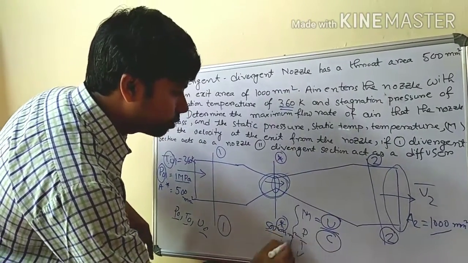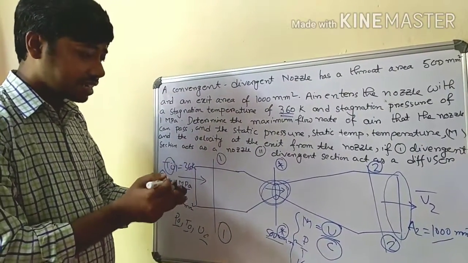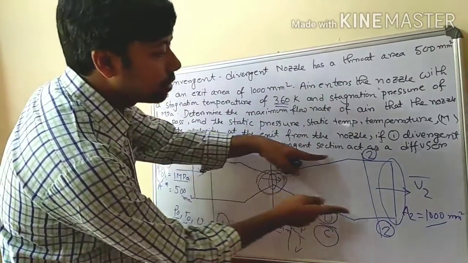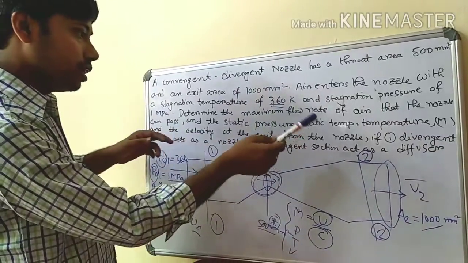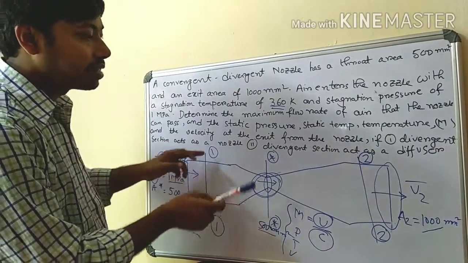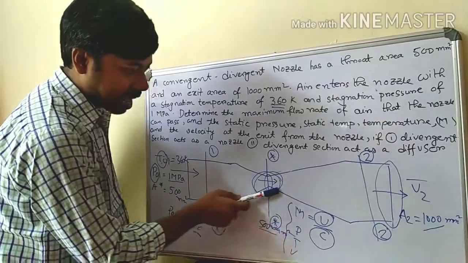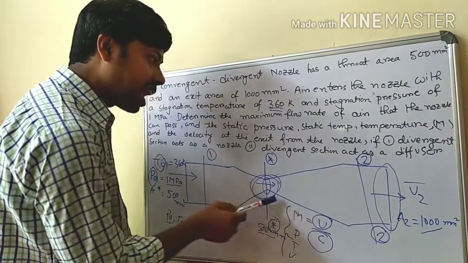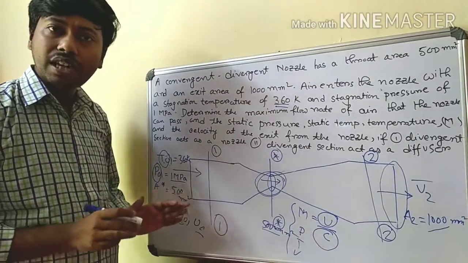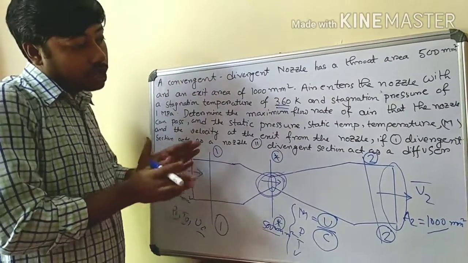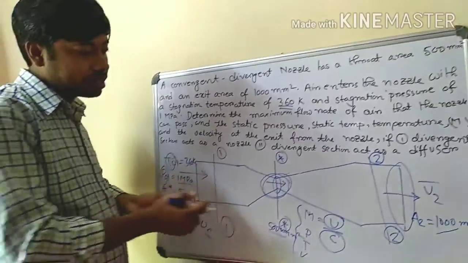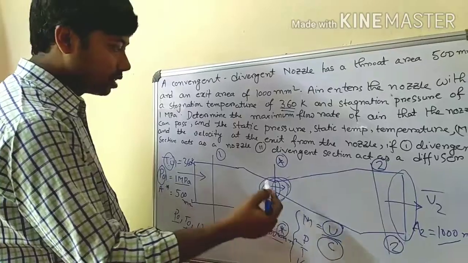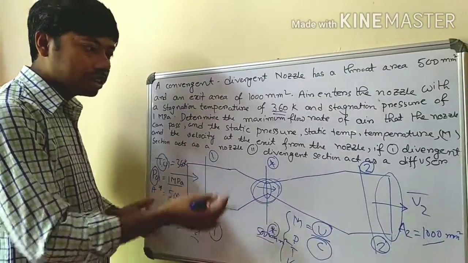You have to calculate all these things, but the condition is for the divergent section. So this is the divergent section. First case, if this divergent section acts as a nozzle. Second case, if the divergent section acts as a diffuser. You know what a nozzle and a diffuser are, we already discussed this. In these two cases, the divergent section acting as a nozzle and as a diffuser, you have to calculate all these terms.